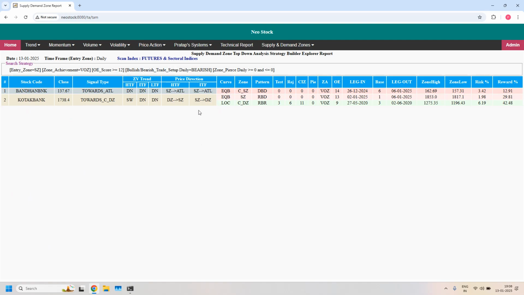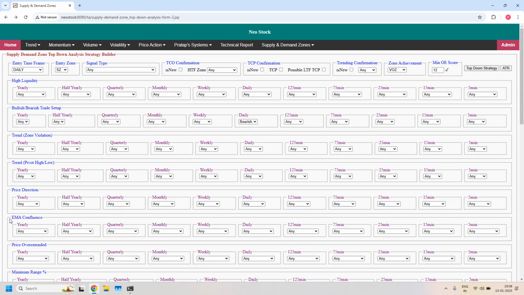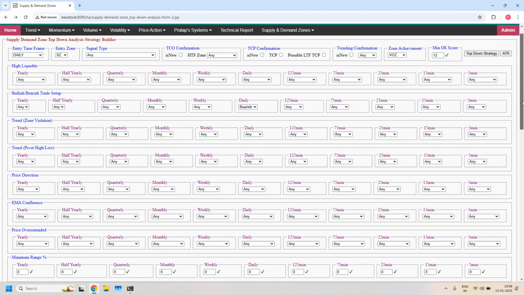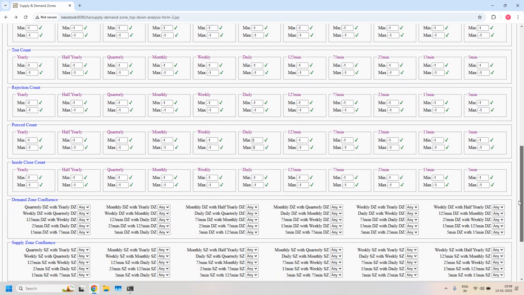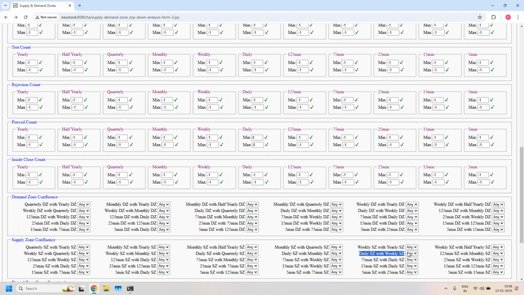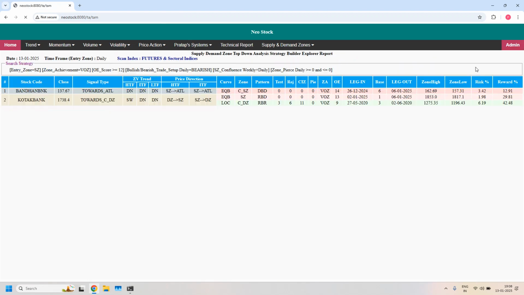Let us check whether any of these two stocks have ITF supply zone confluence. That is a daily supply zone with weekly supply zone confluence. I am enabling the filter. With this filter, out of two stocks, both the stocks are filtered. That means in both these stocks, these daily supply zones are part of the weekly supply zone, and the weekly trend is down in both stocks.